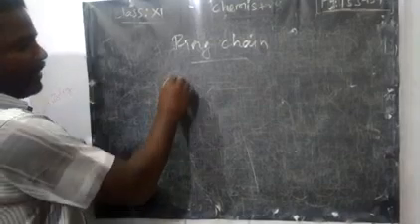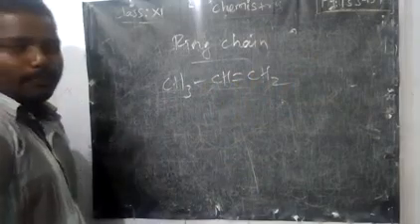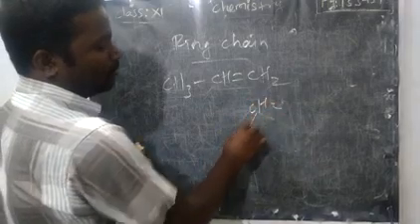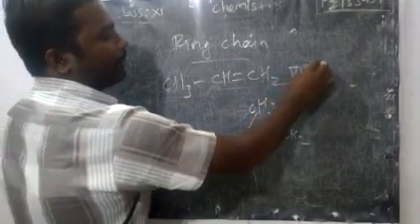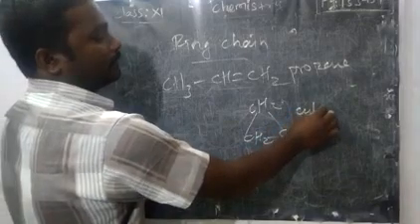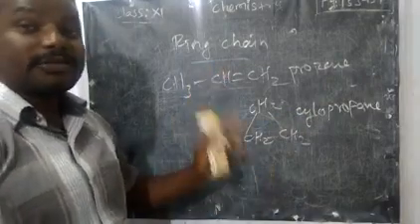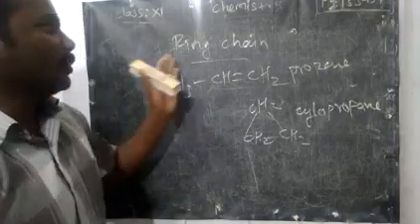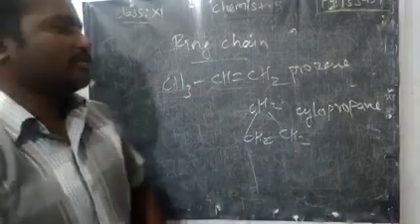First we are going to take propene, CH3CH double bond CH2. So propene you can write as cyclopropane, CH2, CH2, CH2. This is propene, double bond, propene, cyclopropane. See my dear students, propene is converted into cyclopropane, but if you count the number of carbons and hydrogens, they are equal in this compound.